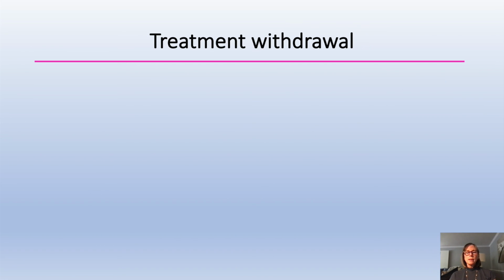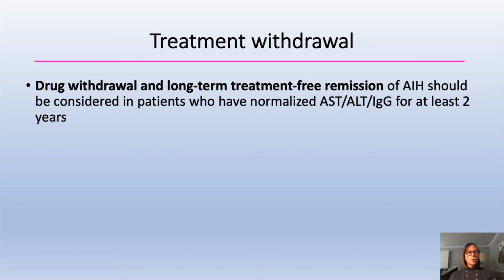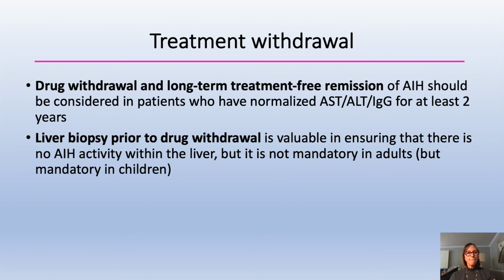Finally, when do we consider stopping therapy for autoimmune hepatitis? And this is known as treatment or drug withdrawal. Drug withdrawal and long-term treatment-free remission of autoimmune hepatitis should be considered in patients who have normal liver numbers, AST and ALT, as well as a normal total IgG level for at least 2 years while on therapy.